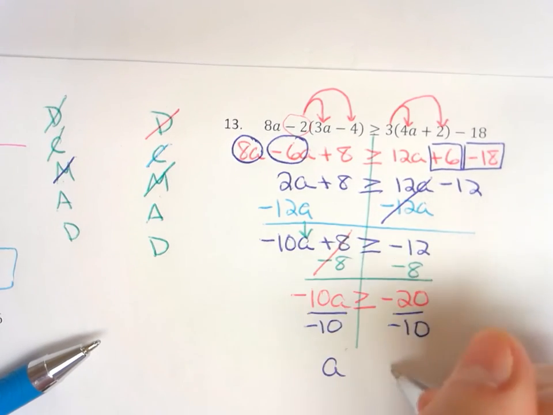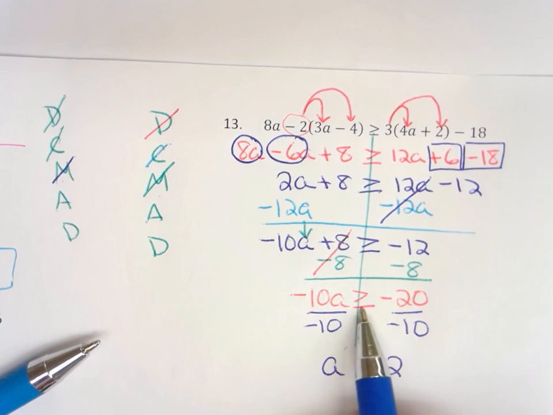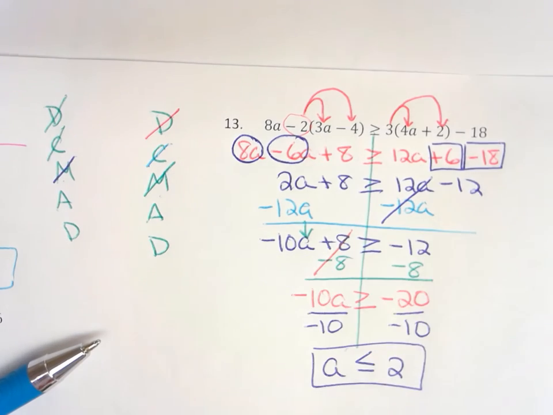So I'm comparing a to 2. Now I divided by a negative number, so my greater than sign needs to flip around, and now it's a less than or equal to sign.